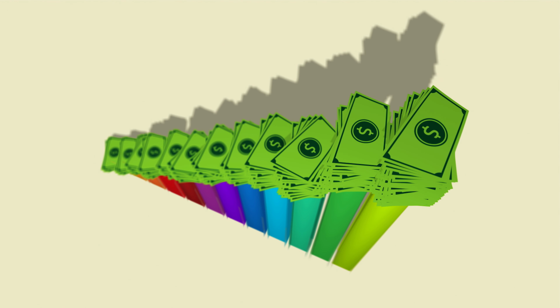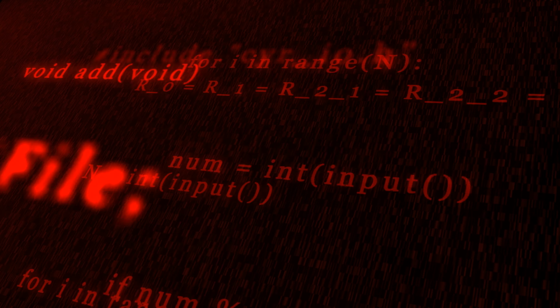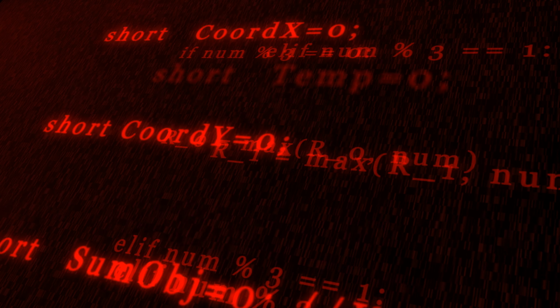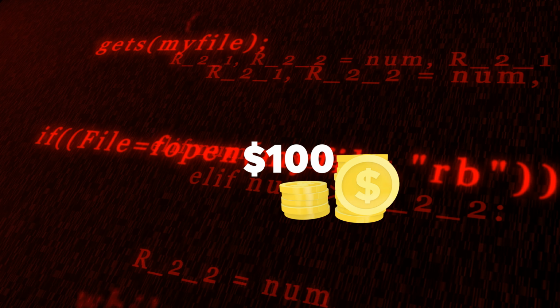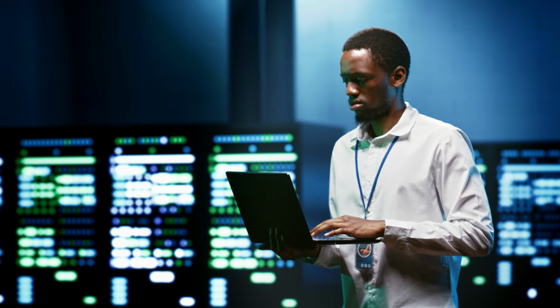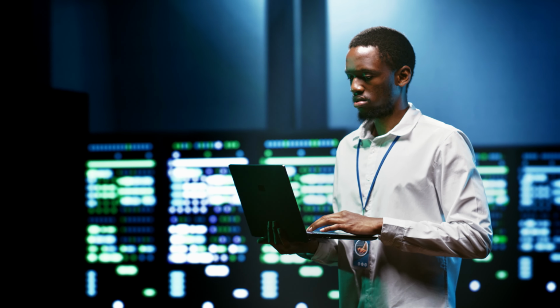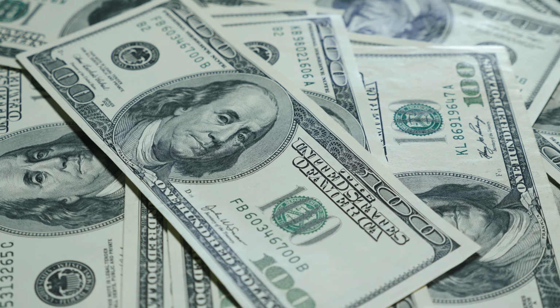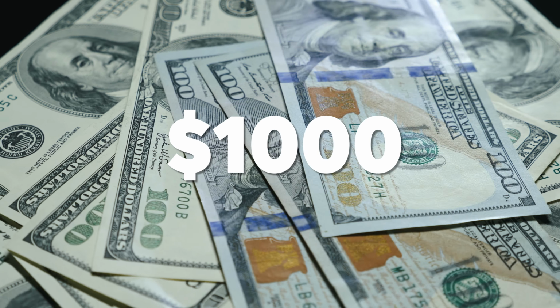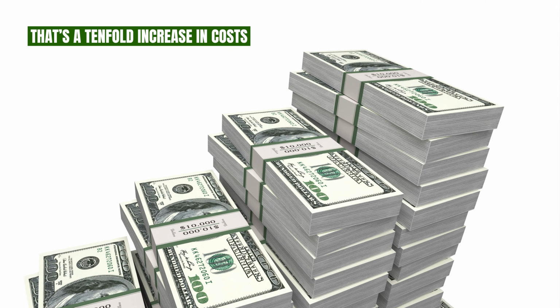Now, let's talk numbers. A bug that's caught and fixed during unit testing may cost, for instance, $100 to resolve. However, if the same bug goes unnoticed until the system testing phase or, even worse, makes it into production, the cost to fix it can skyrocket to $1,000 or more. That's a tenfold increase in costs.